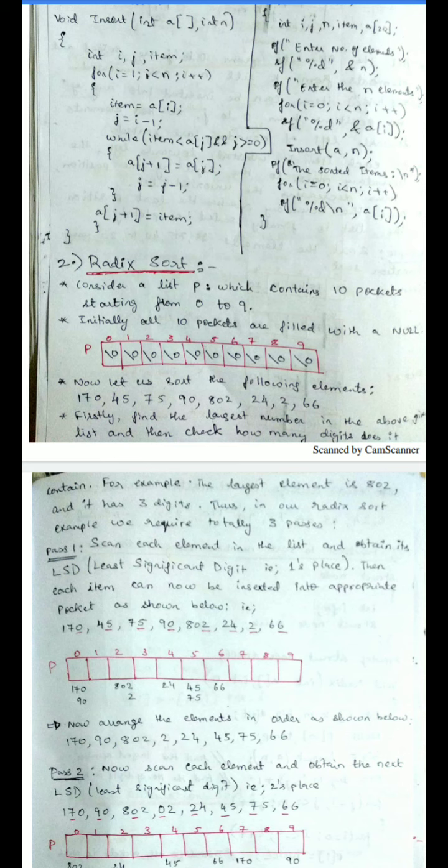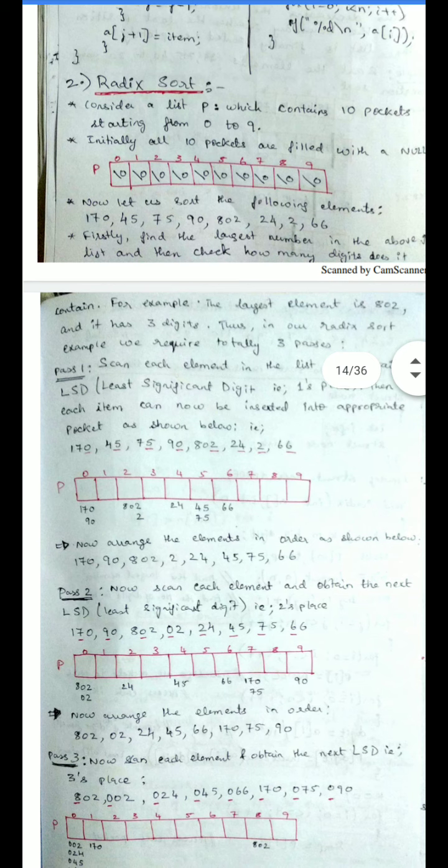Next I select the next least significant digit, the second digit of the number. In 170 I select the second digit, 7; in 90 it is 9; in 802 it is 0; in 2 you add a prefix 0, so it is 0. Similarly I go on selecting, and once selected, I assign the values. The 0th location is assigned 802 and 2, the second location 24, the fourth location 45, the sixth location 66. Like this I go on assigning. If I arrange the elements, it becomes 802, 2, 24, 45, 66, 170, 75, 90.